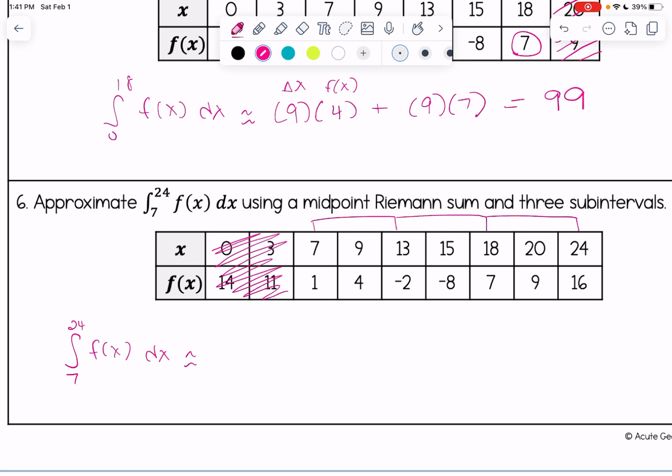For the first interval, the change in x values is 6. We're going to pick the middle output, which is 4. From 13 to 18, the change in x values is 5. We're going to pick the middle output, which is -8. And for the last set, the change in x is 6. We're going to pick the middle output, which is 9. And all of this comes out to be 38. Okay. Hopefully this lesson helps you understand how to calculate Riemann sums when given a table of values.